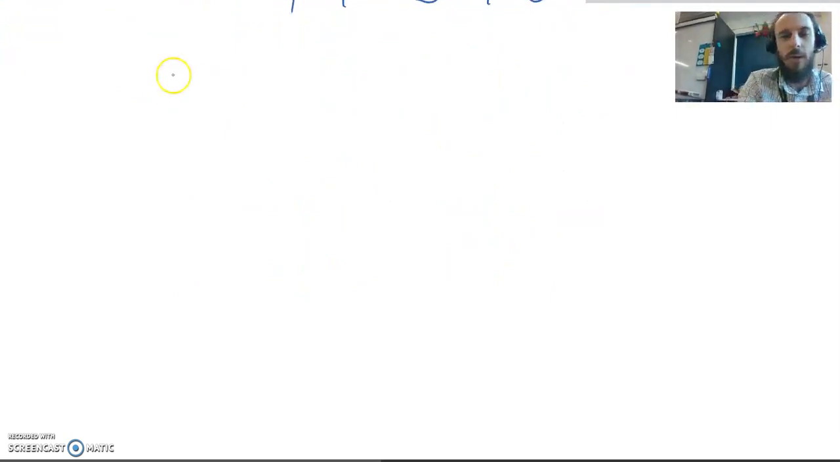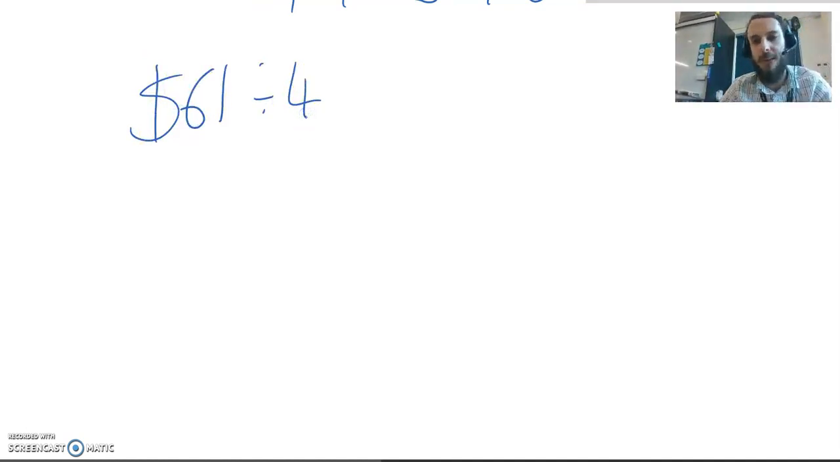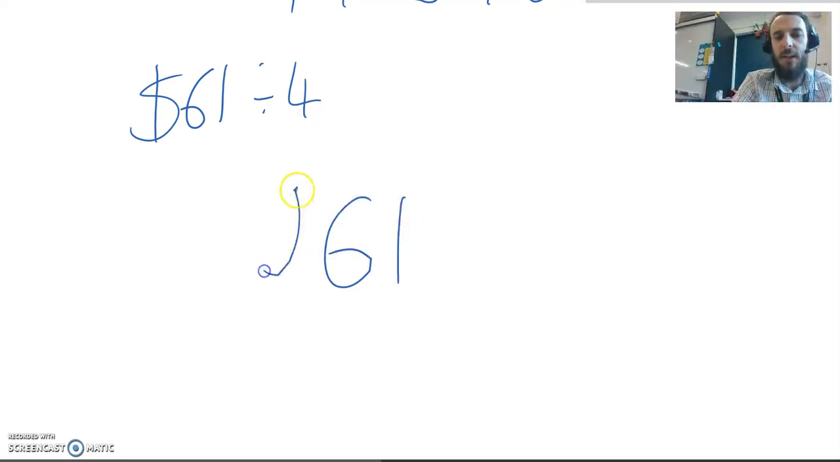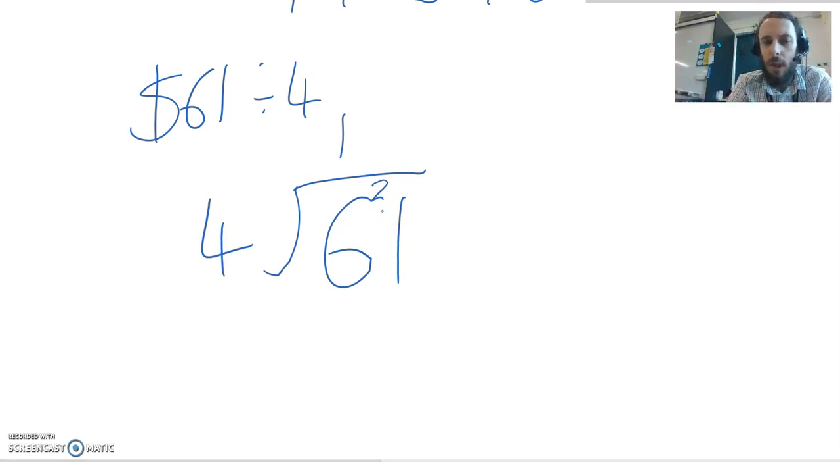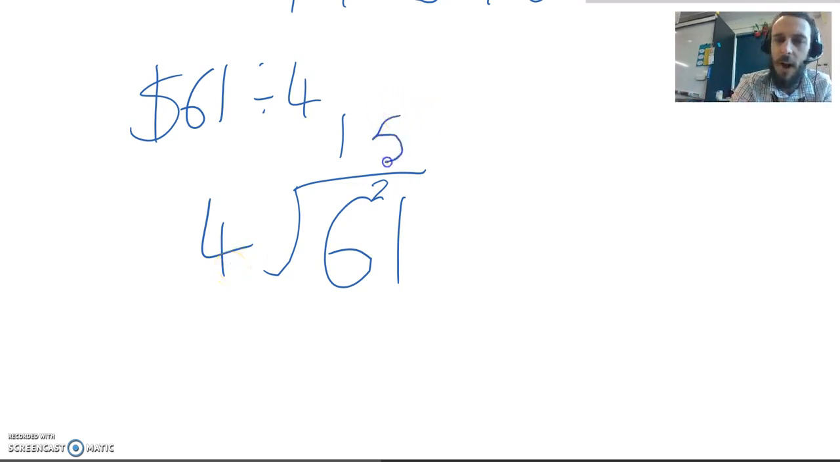So I want us to imagine that we've got $61 and we're trying to equally share that amount between 4 friends. So the algorithm's the perfect place to start. 61 divided by 4. And then we start with our 10s. So we ask ourselves, how many times will 4 go into 6? I know that it's going to go once, and there's 2 remainder. How many times will 4 go into 21? Now it's not going to go evenly here, so we have to get as close as possible. So I know that 4 4s are 16, 4 5s are 20. So it's going to go 5 times, and there's one remainder.